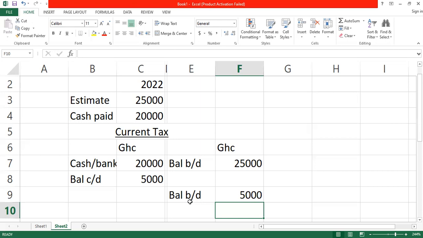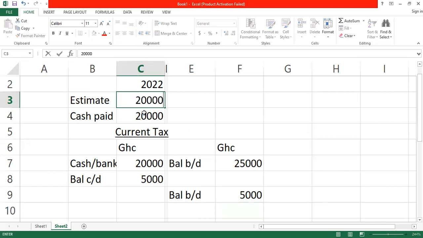Third what again? Tell us. Okay, so let me give you the two. It can be over provision or the tax liability for the year. But if you see this balance, assuming the estimate that we made was only 20,000, and now they are giving us 25,000, it means the opening balance will be 20,000, isn't it? And this place will be 25,000.